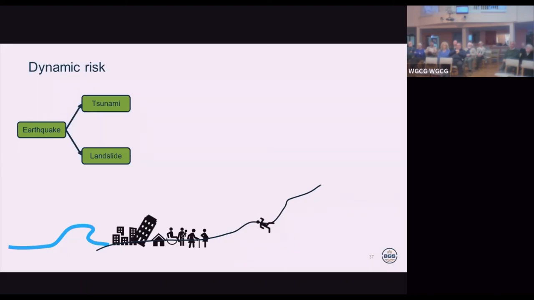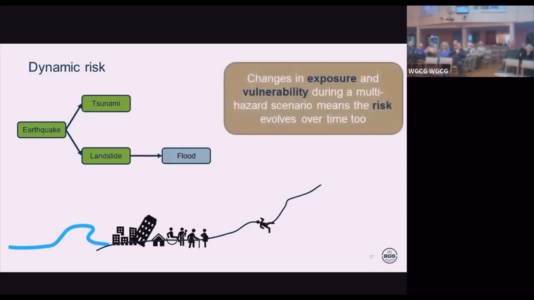And often coastal cities are there because there is also a river. And you know, this landslide dammed the river and there's a flood a few weeks or months later. So that whole set of other vulnerabilities opens up. What I'm trying to say is that the exposure and vulnerability of people and buildings and infrastructure is dynamic. It changes over time, depending on the cascade of events that come about. So we can't just think of vulnerability as a static thing. We have to think of it as an evolving thing.